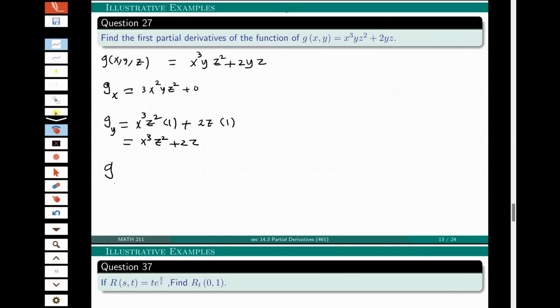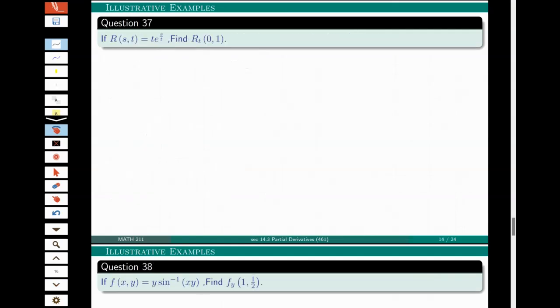Now, if I want g sub z, g sub z means I'm dealing with x and y constant, so x cubed y is constant. The derivative of z squared is 2z, plus y is constant. The derivative of z is equal to 1, so g sub z will equal 2 times y times z times x cubed plus 2y, and so on. So it's the same story.